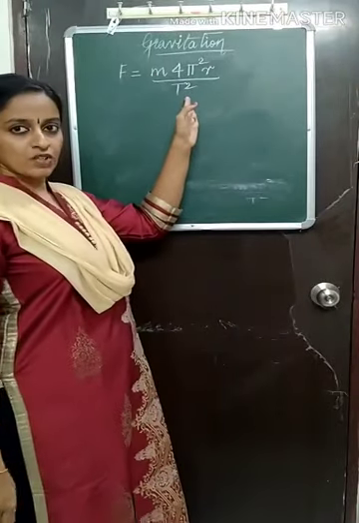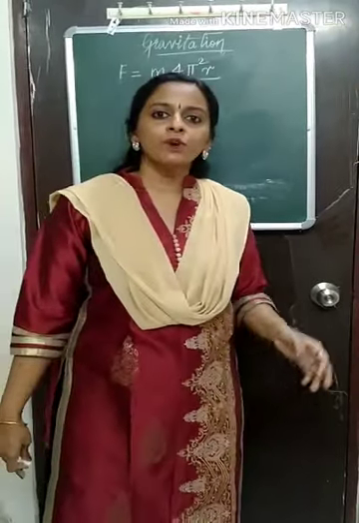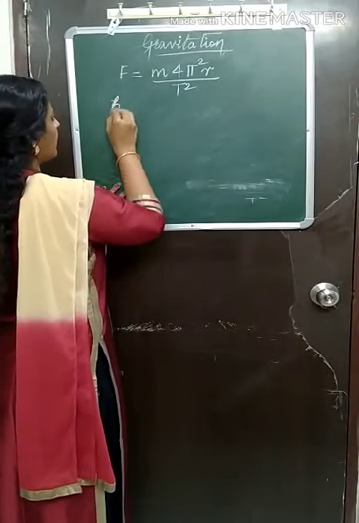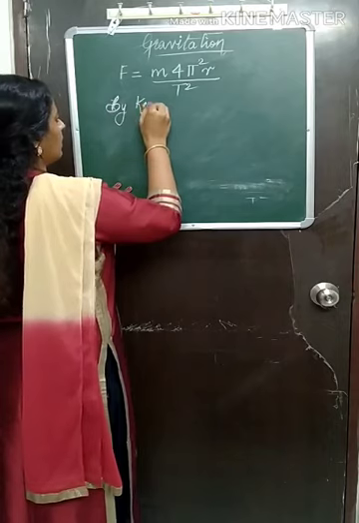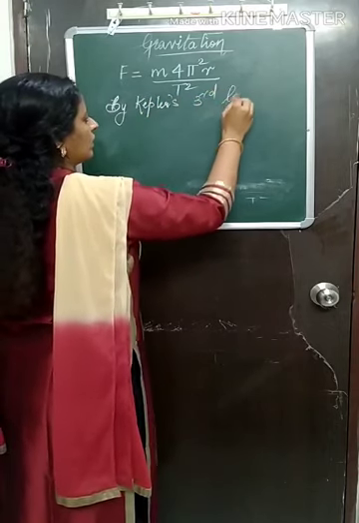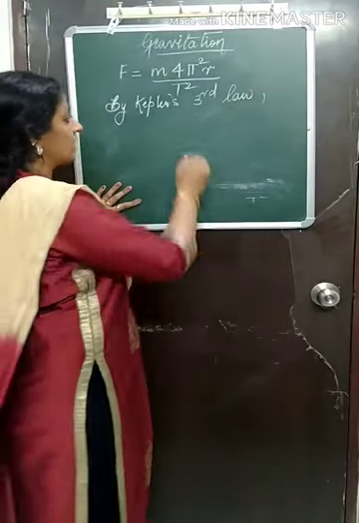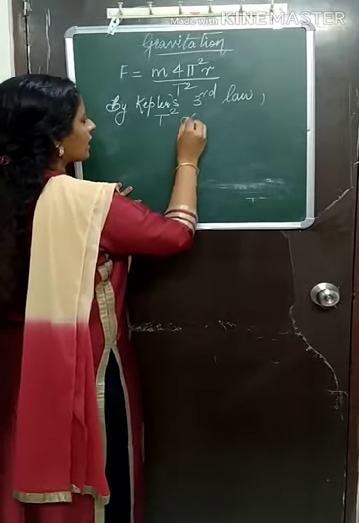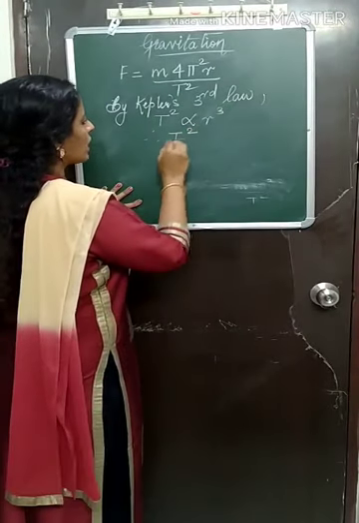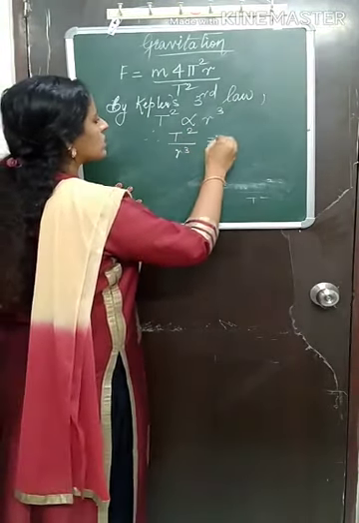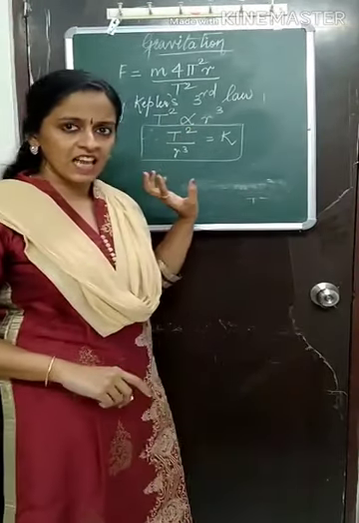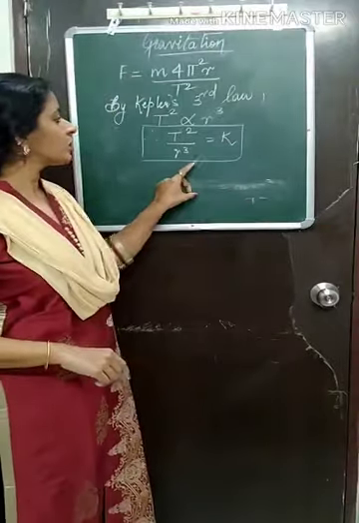That is, t square is directly proportional to r cube. So we will write, by Kepler's third law. What was Kepler's third law? T square is directly proportional to r cube. Therefore, t square upon r cube was a constant. Correct? This we had done in the last class. T square upon r cube is equal to constant.